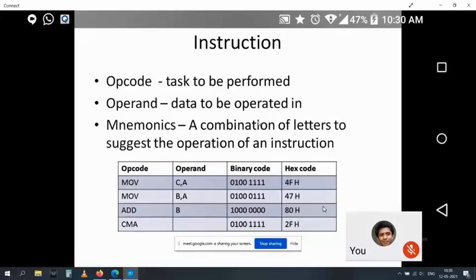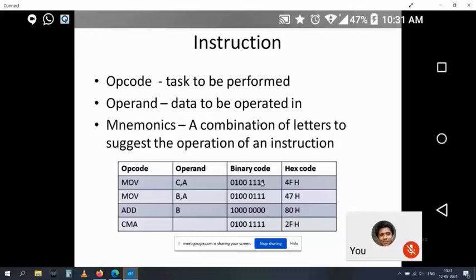So here I've put some examples. See, MOV is the opcode. Then C, A, that means move the contents of the accumulator to C. The binary code is this, 0100 1111, and the hex code is 4FH for this whole instruction. So the hex code 4F means the MPU knows that I have to move the contents of accumulator to my register C.